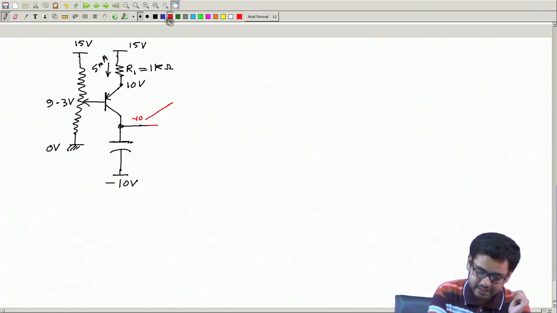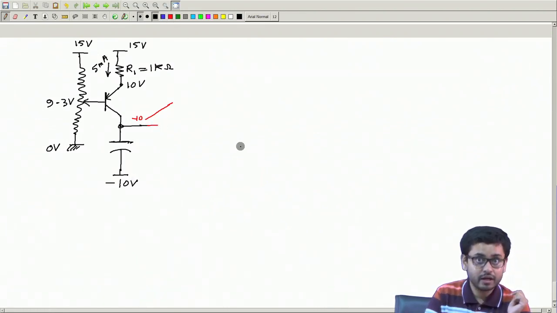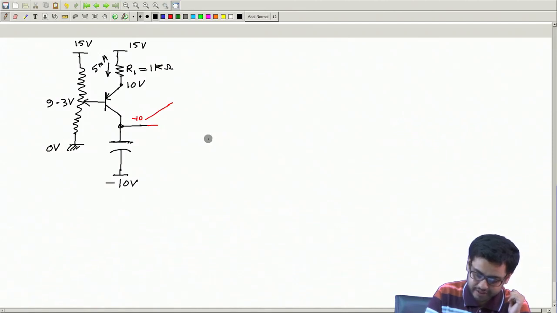Now I will feed this to a Schmitt trigger. What kind of a Schmitt trigger is useful? I will take a non-inverting type, so that when this voltage increases, output will also increase. So I will take a non-inverting Schmitt trigger.